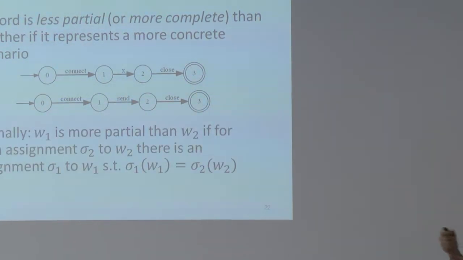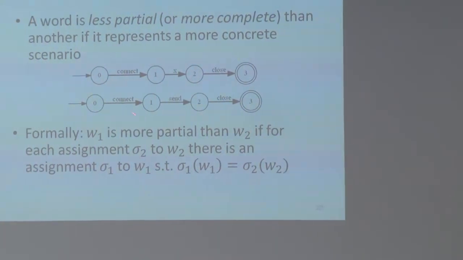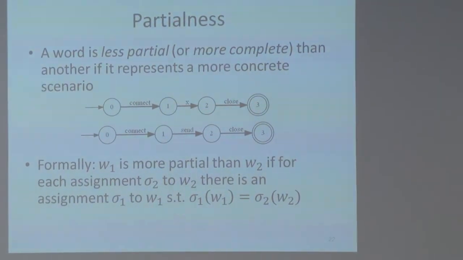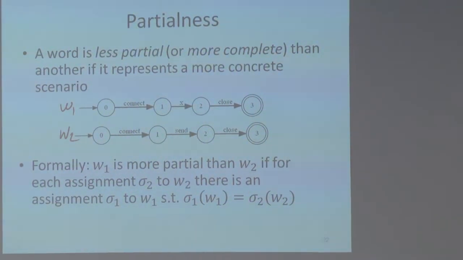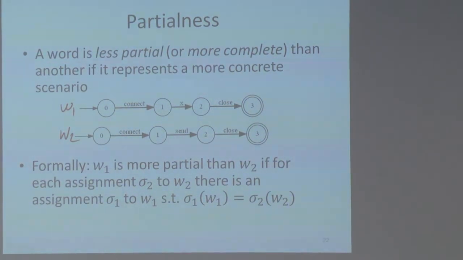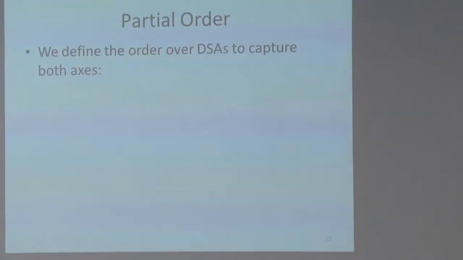All right, formally, we're going to define it in the natural way, saying that word W1 is more partial than word W2 if for each assignment that you can find for W2, there is an assignment for W1 that gives you equality. So here you take the empty assignment, and here you take the assignment that says X goes to send, and you get equality. So this is the notion of partialness. If I can complete it, then it's going to be like that. And I want to define a partial order.